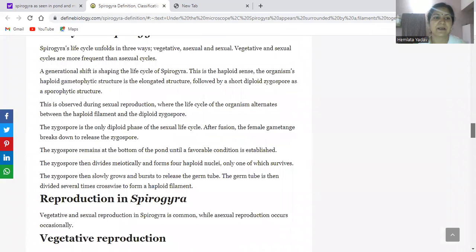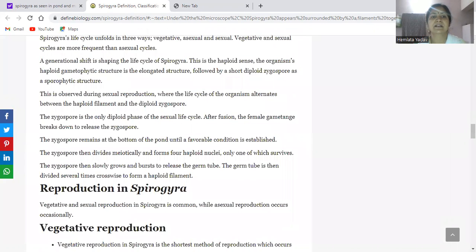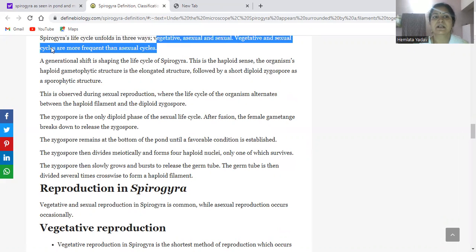Life cycle of Spirogyra. The life cycle unfolds in three ways: vegetative, asexual, and sexual. Vegetative and sexual cycles are more frequent than asexual cycles. So mostly it reproduces by vegetative and sexual cycles. A generational shift is shaping the life cycle of Spirogyra.